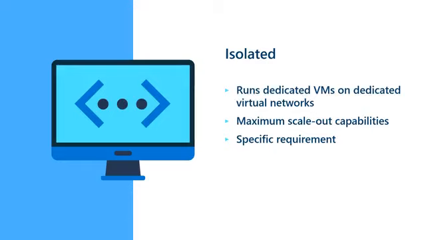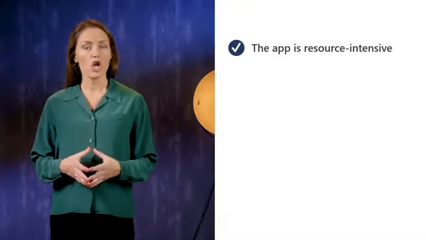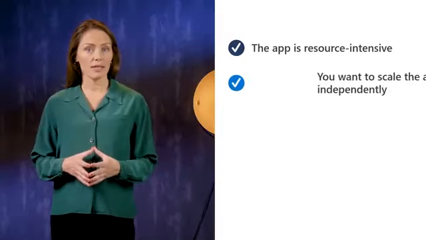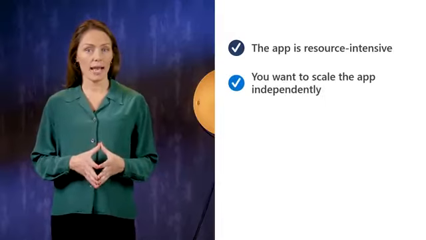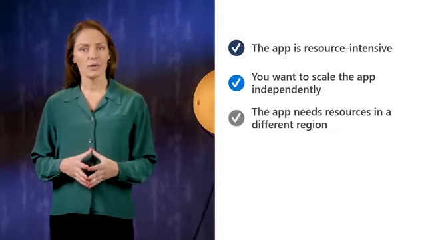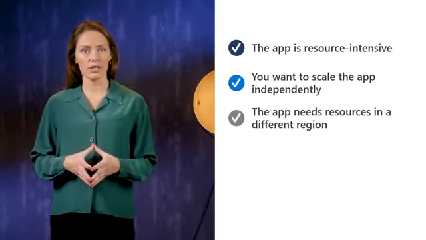You should isolate your app into a new app service plan when the app is resource-intensive, you want to scale the app independently from the other apps in the existing plan, and the app needs resources in a different geographical region. Your app service plan can be scaled up and down at any time. You can choose a lower pricing tier at first and scale up later when you need more app service features.